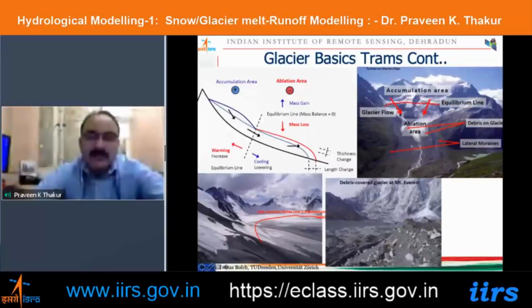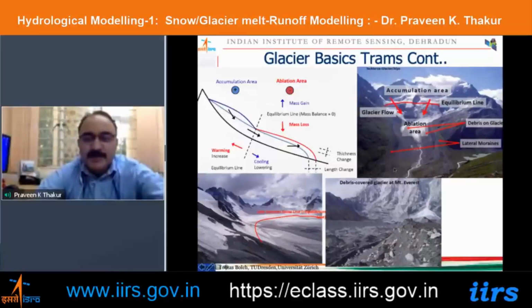So this is a typical photograph, and these older lines of the moraines represent the last glacier maximum. Up to 1850 or before that, this particular glacier had ice up to this point. Now it has melted, and the ice is seen only at this particular point. So this is my accumulation area here. This is my ablation area.